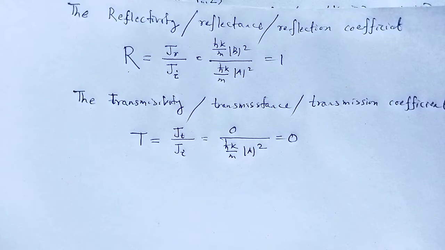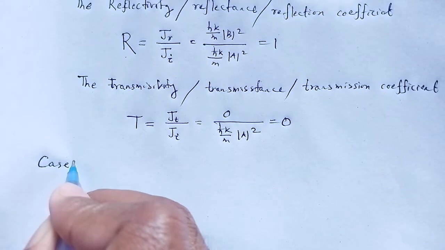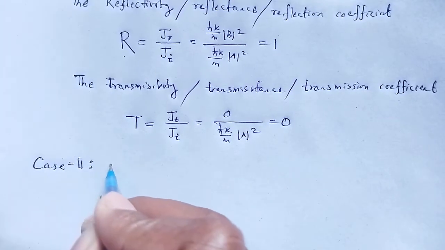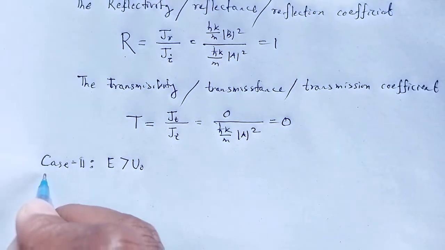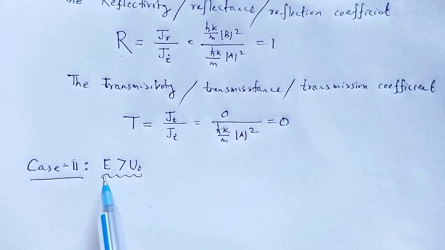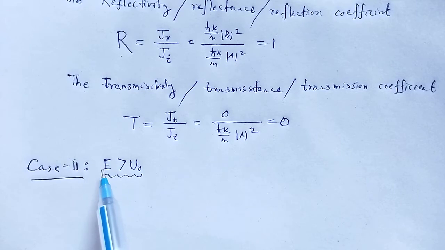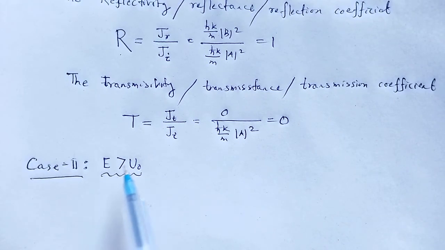Now, what should be the solution 2? That is the case number 2. Case number 2 means where E is greater than U naught. Means the kinetic energy of that particle is greater than that of potential energy. Or that of incident energy is greater than that of potential energy.